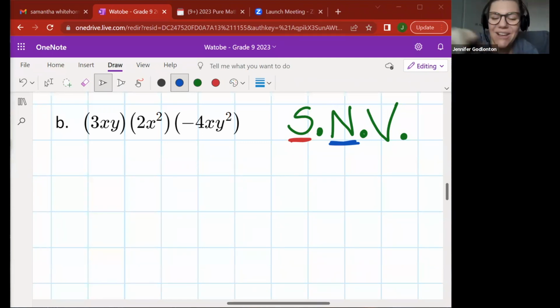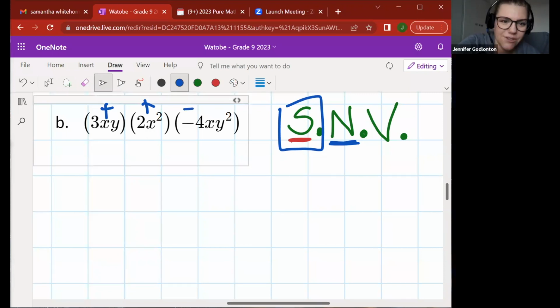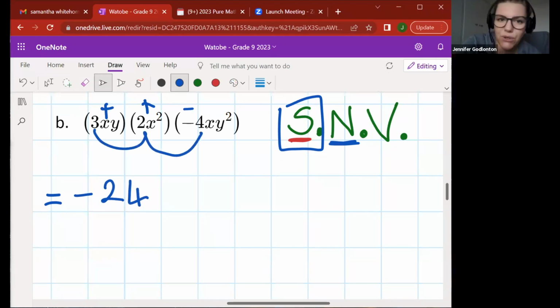Okay, so let's first look at our signs. What would my signs be? Okay, so at first it's positive 3 times positive 2 times negative 4, which gives you a negative 24. Yes, beautiful. So my sign was a negative and then my numbers are going to be 24 because I've got 3 times 2 times 4. Beautiful, 100%. Now we need to start looking at our variables.